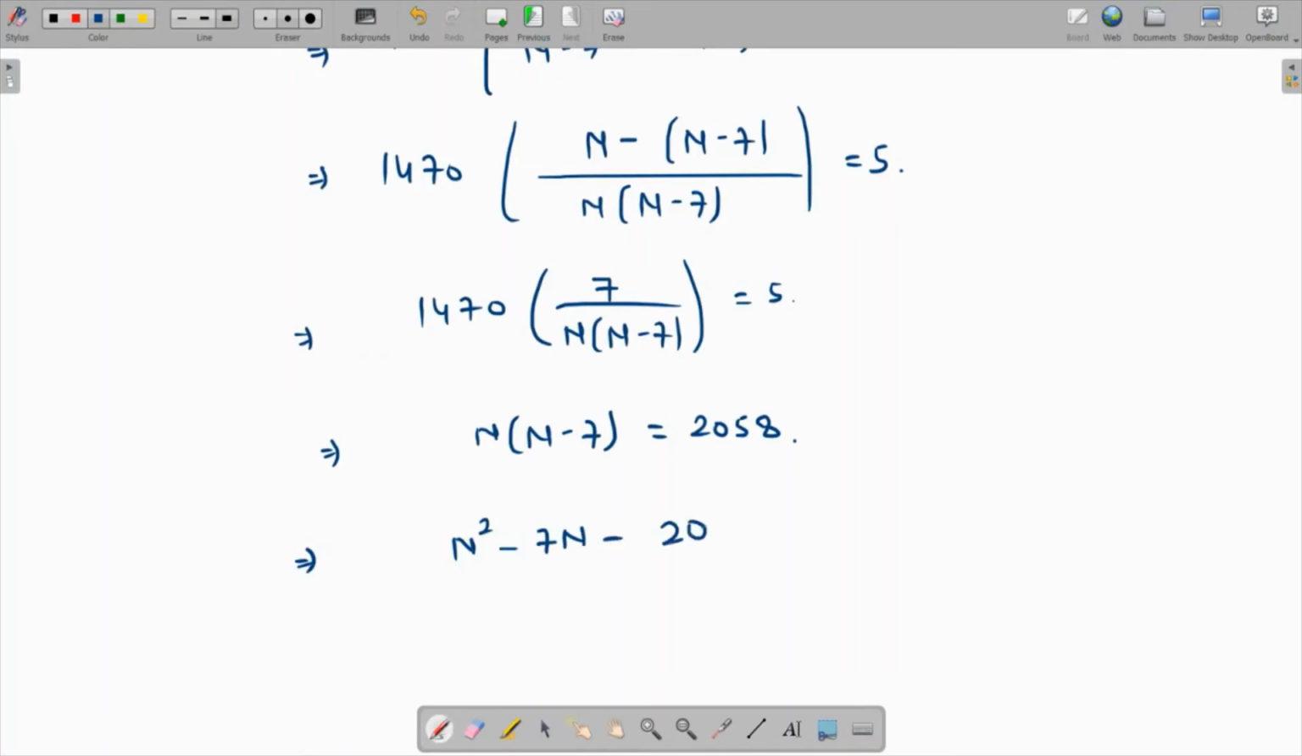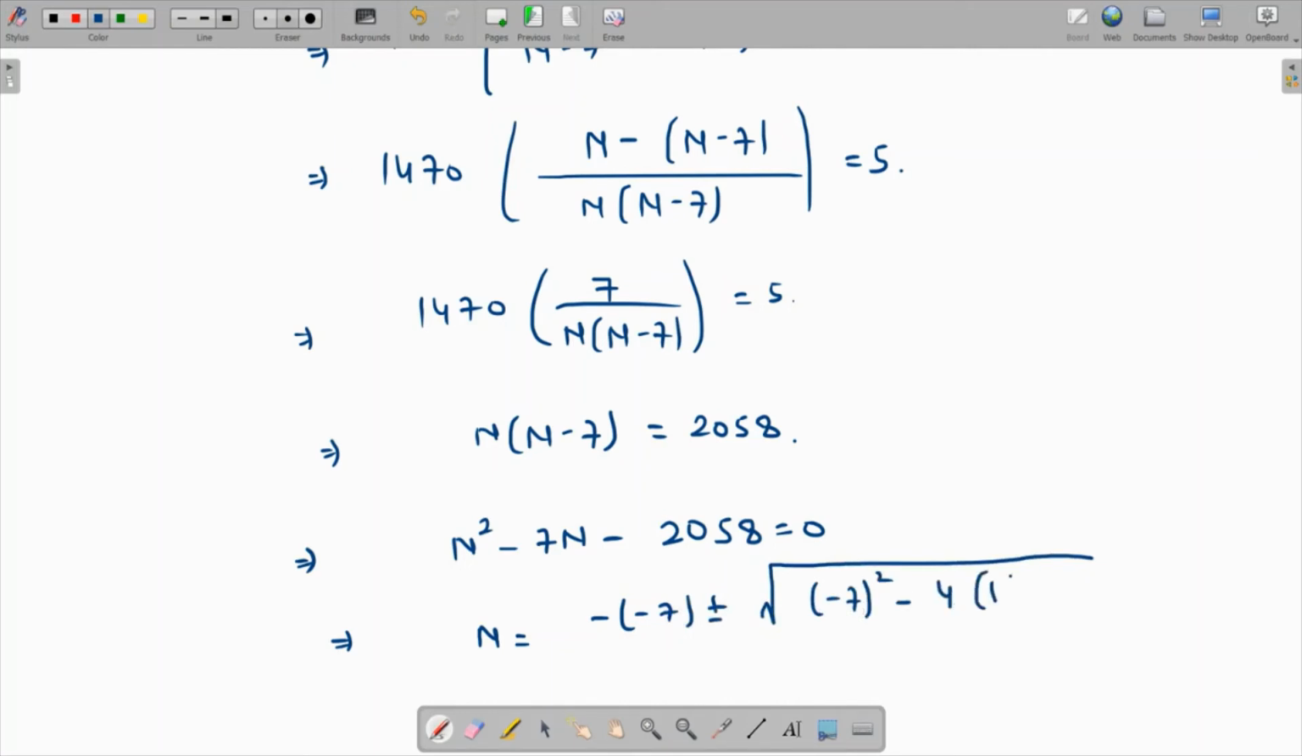So n squared minus 7n minus 2058 is equal to 0, which means that the value of n is minus of minus 7 plus or minus the square root of negative 7 squared minus 4 times 1 times minus 2058, over 2. Let me simplify this: that's 2058 times 4 plus 49, and the square root of this is 91.